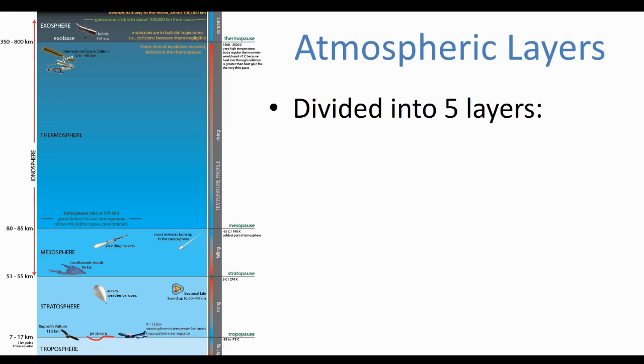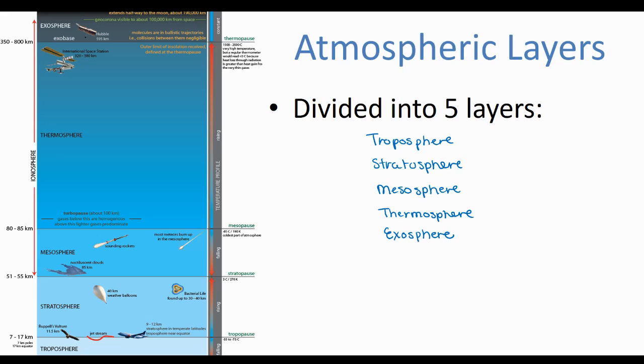The atmosphere is divided into 5 layers, which we are going to talk about. These are the troposphere, the stratosphere, the mesosphere, the thermosphere, and the exosphere. And this illustration can be found in your textbook.